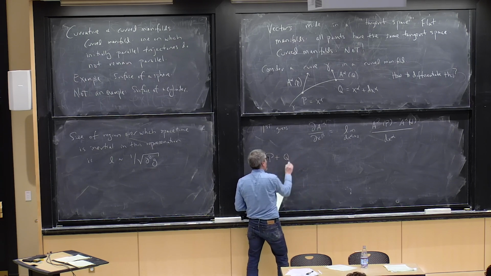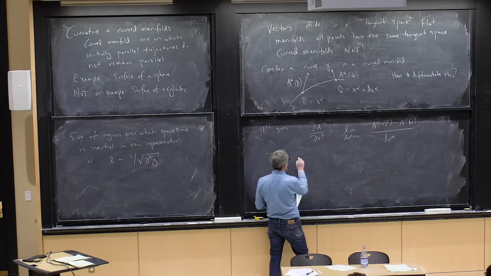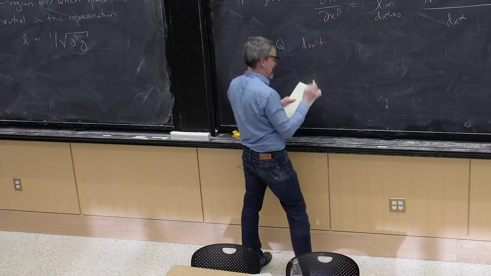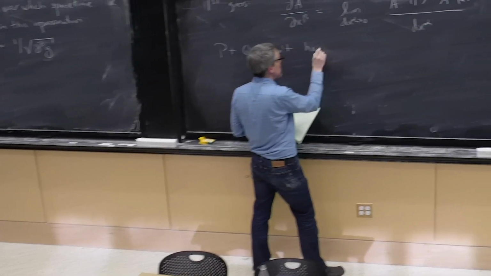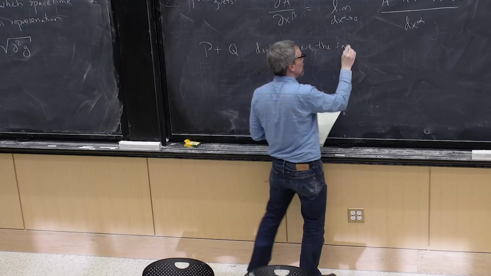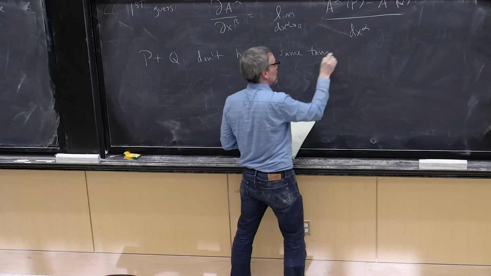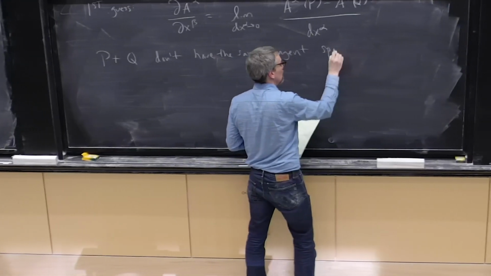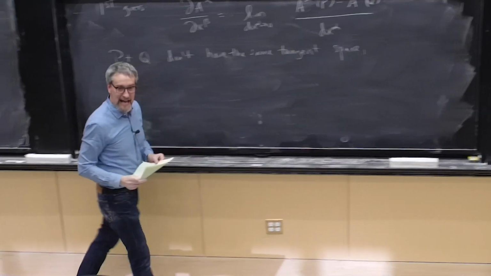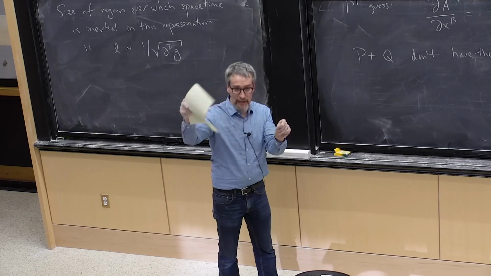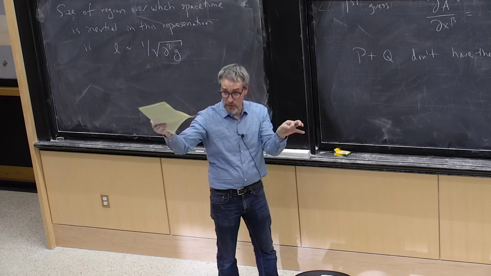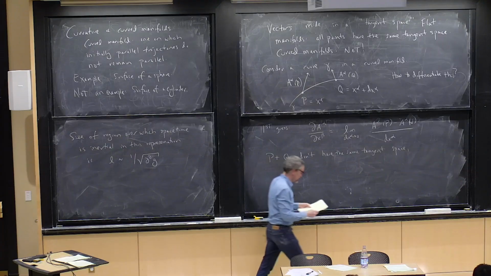The key bit, the way we want to think about it, is that the points P and Q don't have the same tangent space. Which is a fancy way of saying that as I move from point P to point Q, the basis vectors are moving. They're starting to point in different directions.